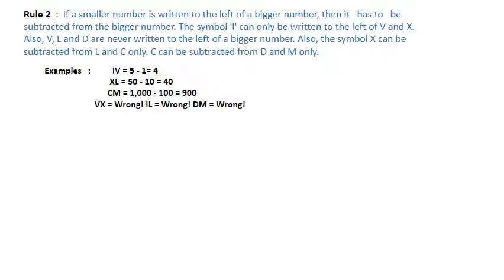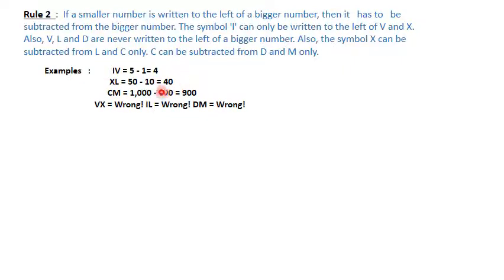Okay, XL. The value of X is 10 and the value of L is 50. So here a smaller number is written to the left of a bigger number. So what do we do? Big number minus small number. The value of L is 50, minus 10 becomes 40.